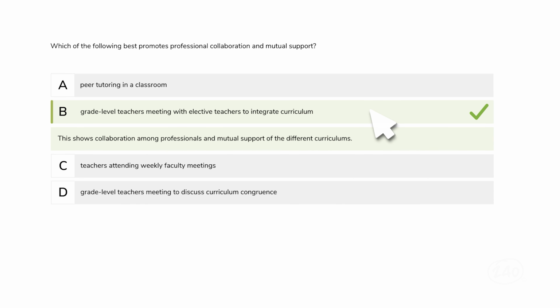Choice B is best. Examples like the art teacher leading a unit that focuses on the same time period as the students are currently learning about in history shows professional collaboration and mutual support. And that's it. You made it.